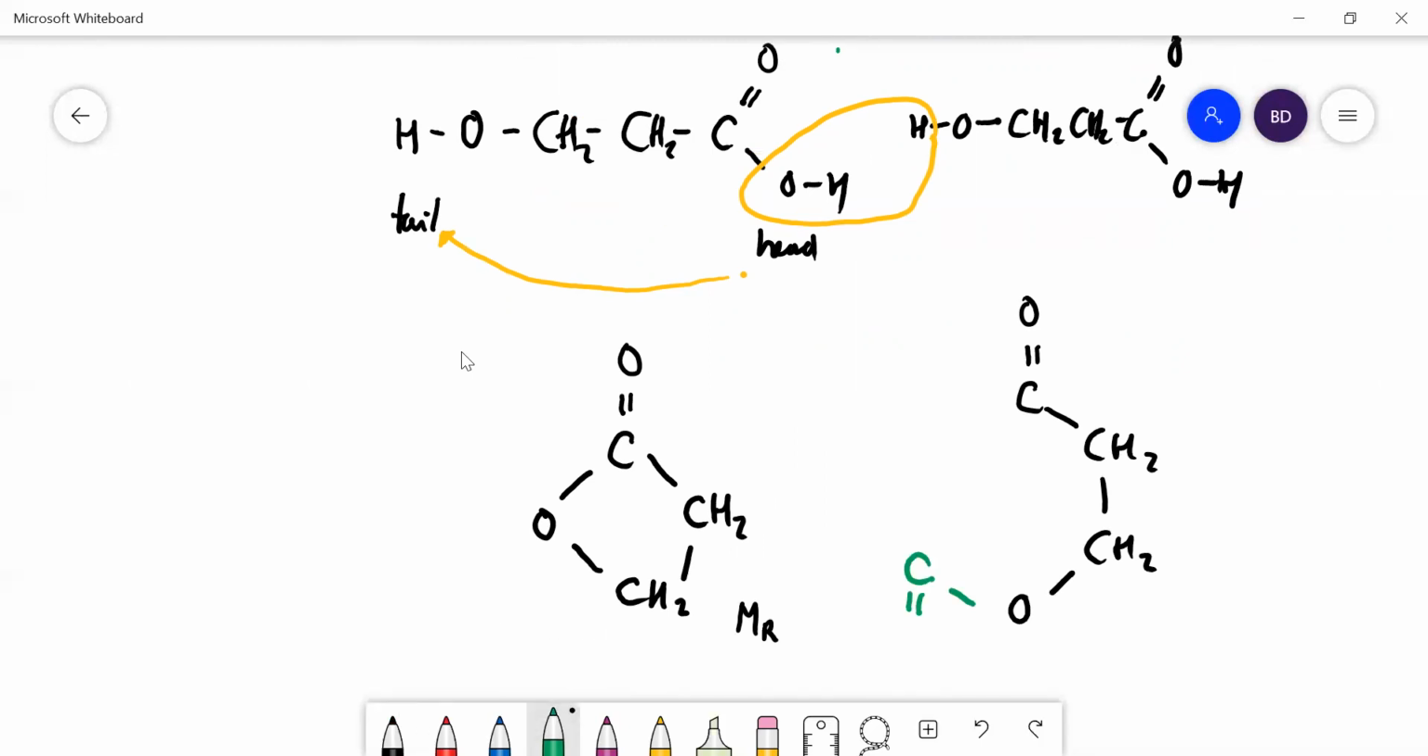Same monomer, different molecule, the green one. So that's going to have 3 carbons there. So 1, 2, 3, and the oxygen there. So that would be CH2. So you could also form that cyclic ester, which is going to have a bigger Mr than that one.